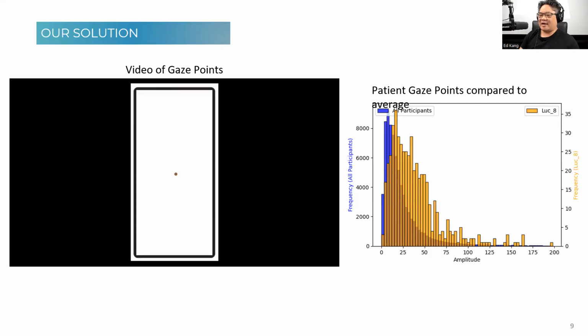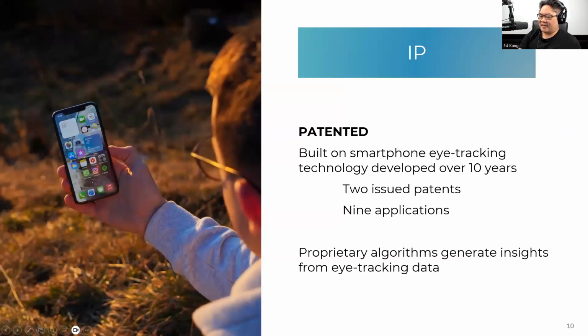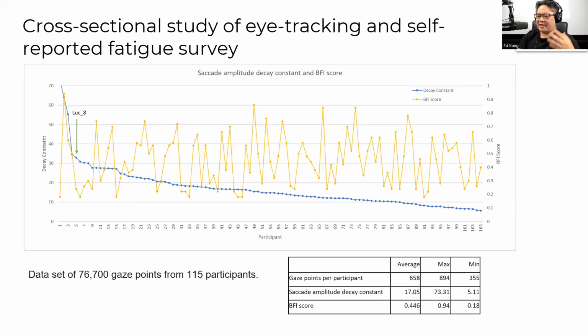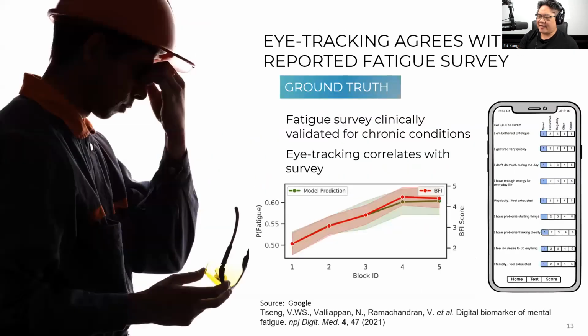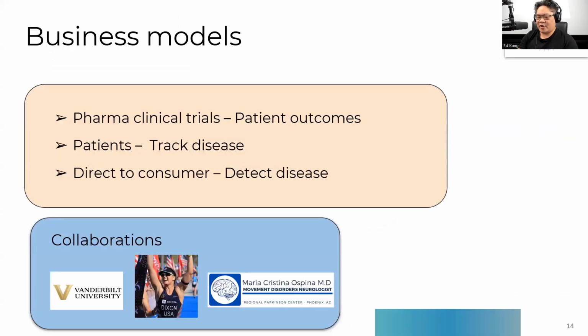And then you got this next slide. We got this video of gaze points and all that stuff. And it's just confusing, but I get it in terms of what you're trying to do. You're trying to show the evidence that this actually works. Then we've got the intellectual property, that it's patented, which is important to explain. And then you've got this cross-sectional study of eye tracking and another one here. And then you've got another one here, a survey. This is all how it works and providing evidence that it works, and then you get into your business models.